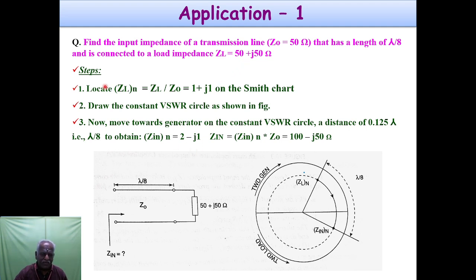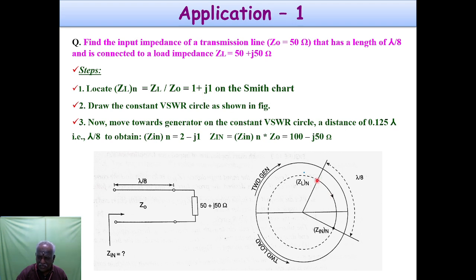They are listed here. First, the load impedance is marked on the Smith chart. ZL is equal to 50 plus J50 ohms. In the Smith chart you have to locate the normalized load impedance. Normalized load impedance is ZL by Z0, that is 50 plus J50 divided by 50, which is equal to 1 plus J1.